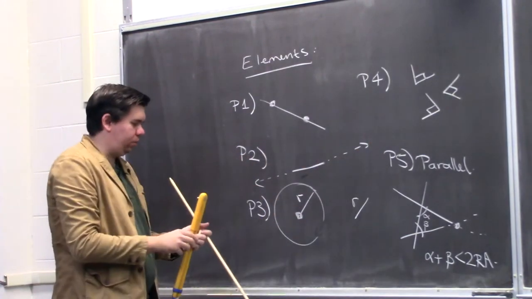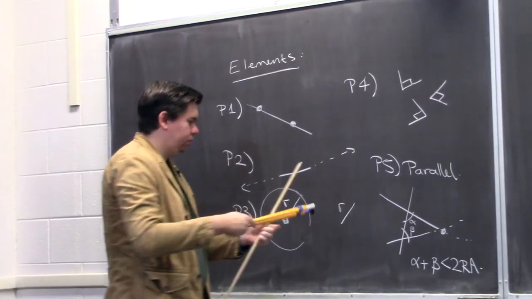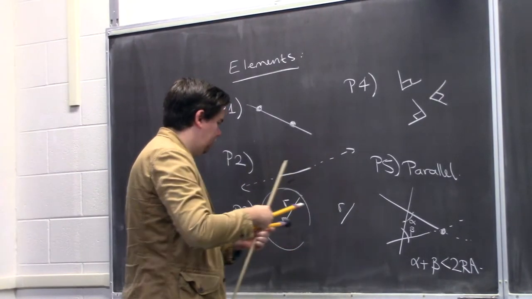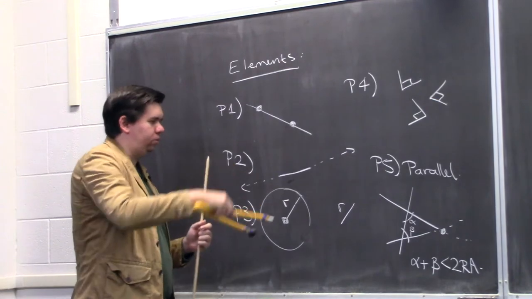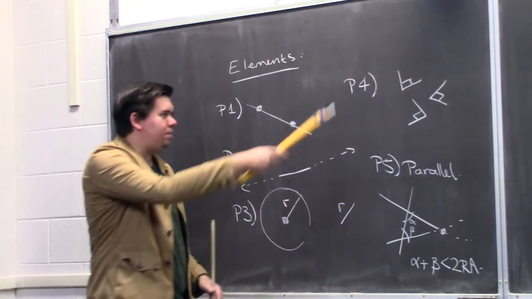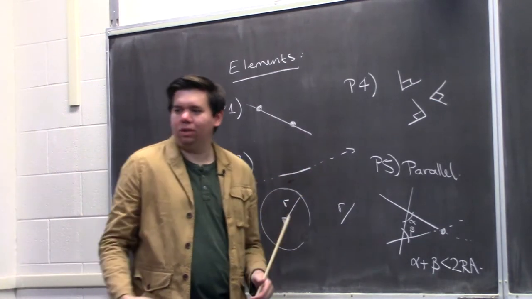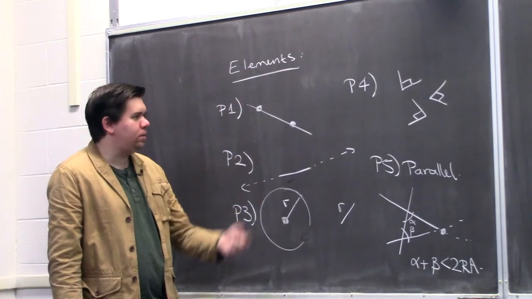And how do you do postulate three? Well, you take your compass, you grab that distance, and you move it, and you copy it, and you create the circle. Okay, you might think postulates four and five have less to do with straight edge and compass. And on appearance, they do.